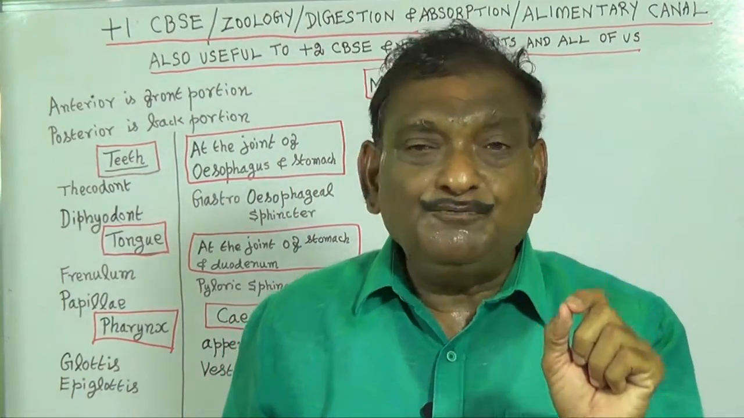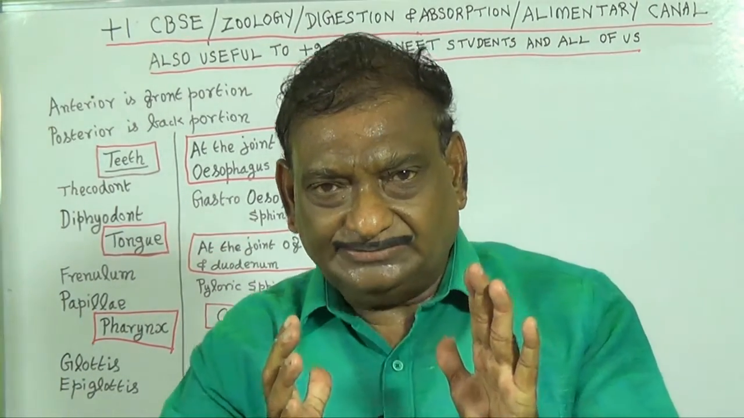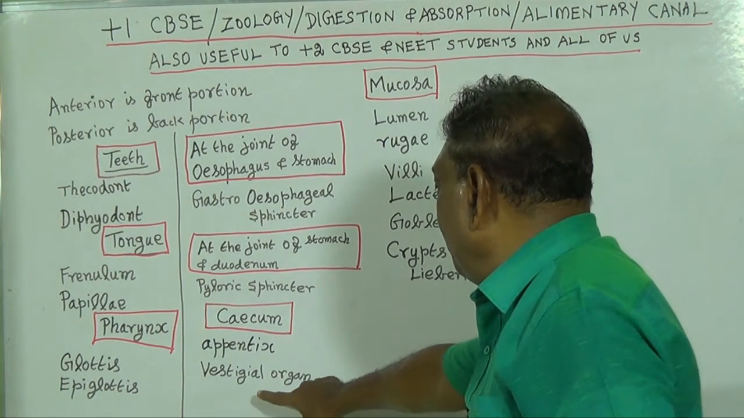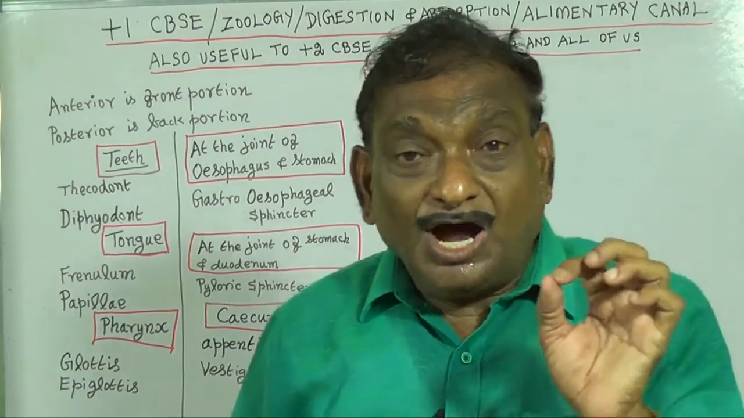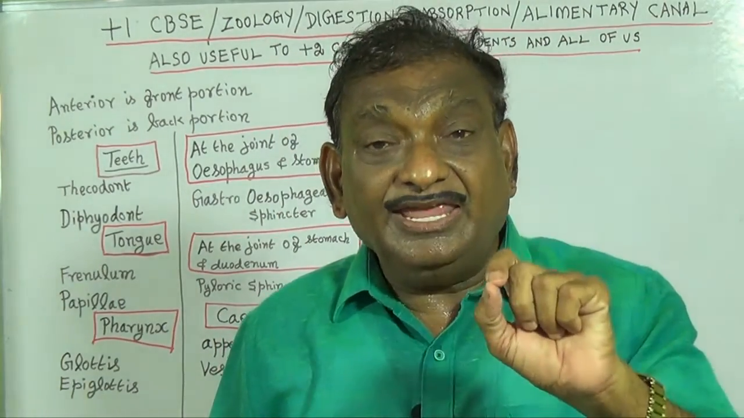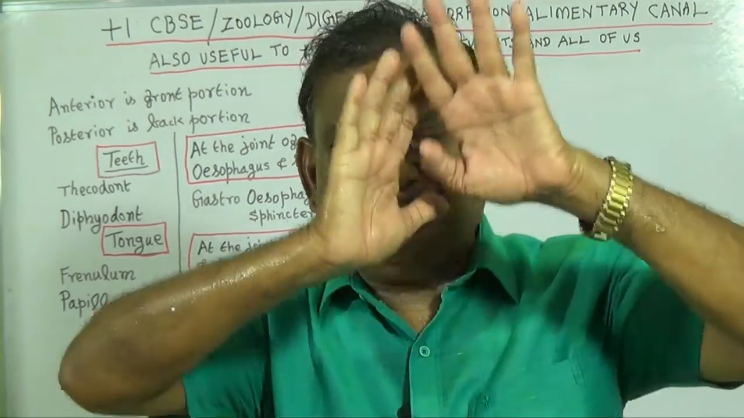This vermiform appendix is a vestigial organ. What is vestigial organ? Vestigial organ is an useless organ. It has no specific function.